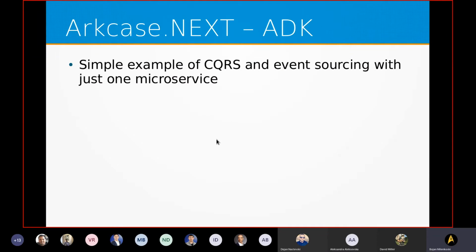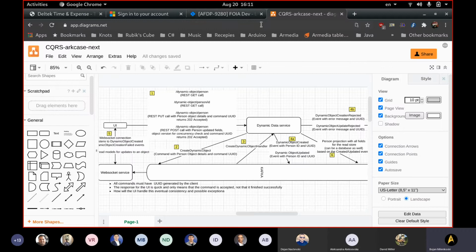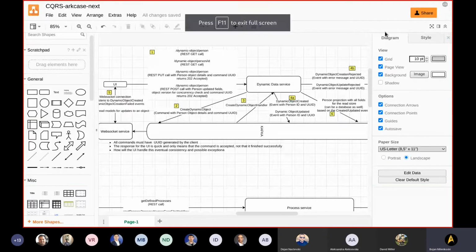Yeah, now we are moving to ArkCase next, and this is the simple example of CQRS and event sourcing with just one microservice. When I started thinking how we should implement this, I started with this simple example. And I managed to write this one.